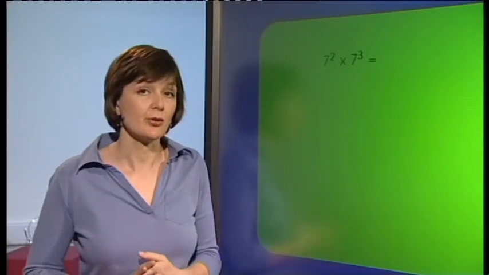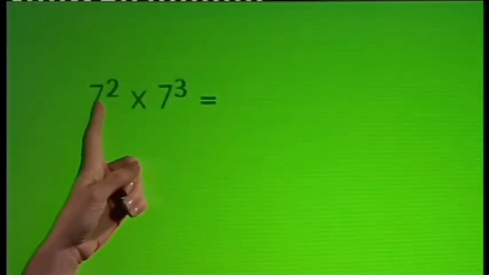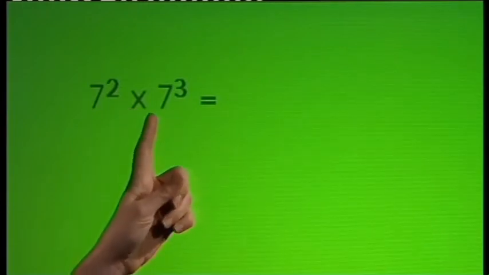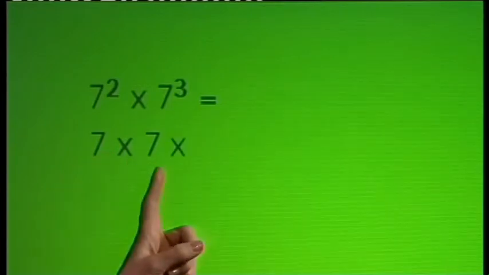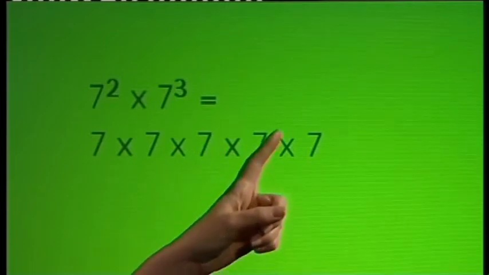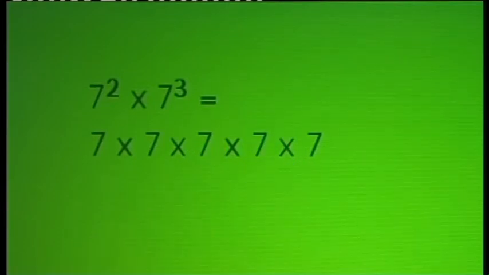Now if I asked you what 7 to the power 2 times 7 to the power 3 was, you could work like this. Now 7 to the power 2 is 7 times 7, and then you'd multiply that by 7 to the power of 3, which is 7 times 7 times 7. There, what's the answer to this? Altogether there are 1, 2, 3, 4, 5 7s.